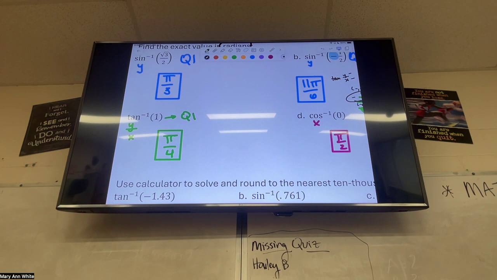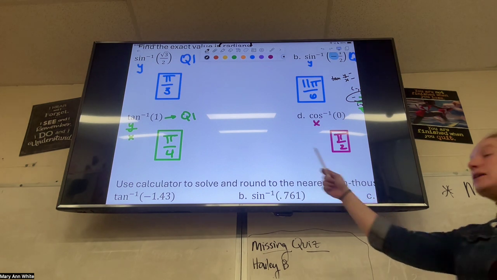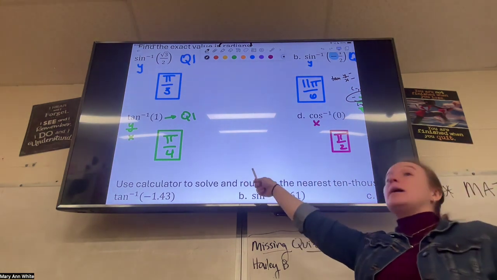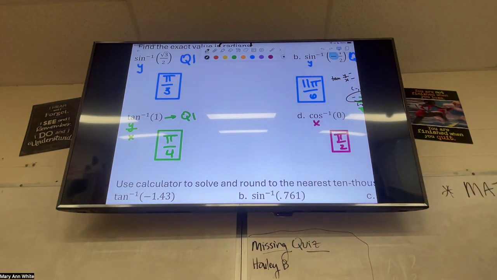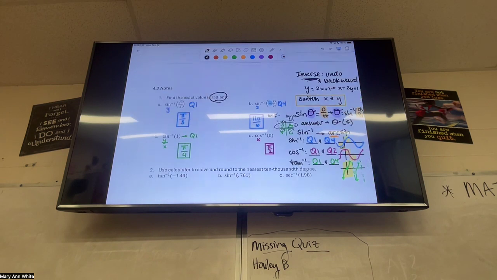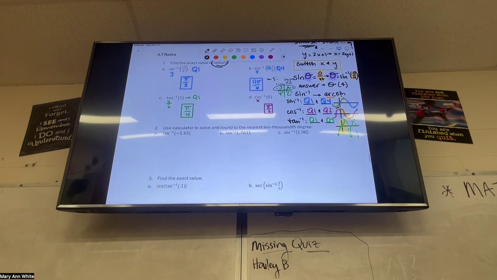So we got a tiny taste of this. We're going to do more of this tomorrow. I've got more practice problems on this, but one set of directions I can do for inverses is using basically our unit circle and our brain to figure out the exact answer in radians, okay? The next problem is where we use our calculator. This is going to be a little bit easier for us, right? So get those graphing calculators out. It says use a calculator and solve and round to the nearest 10,000th degree.